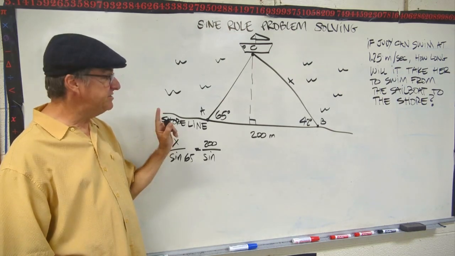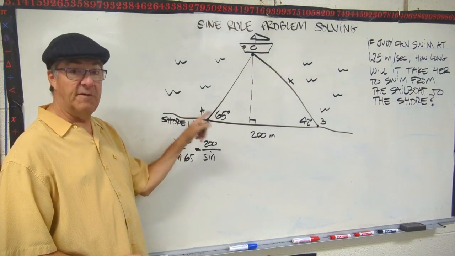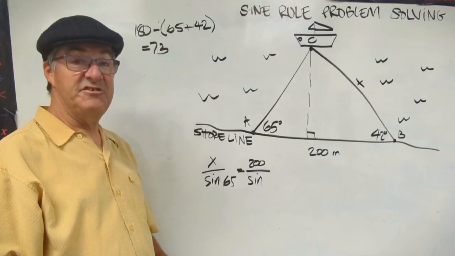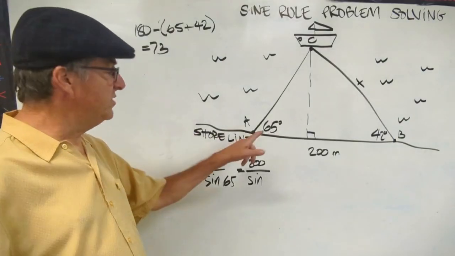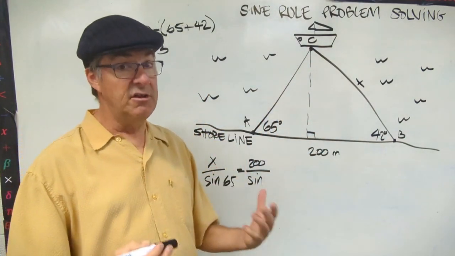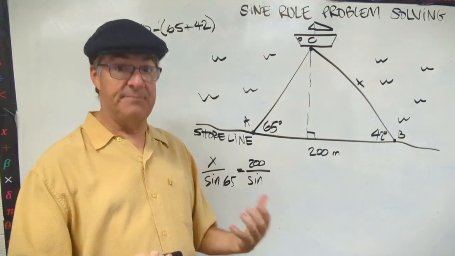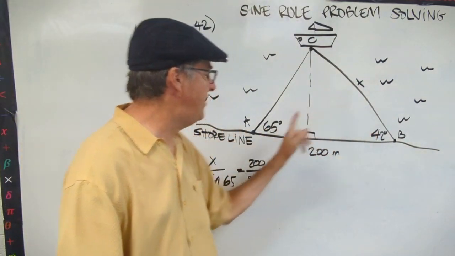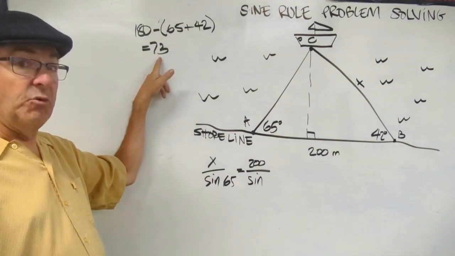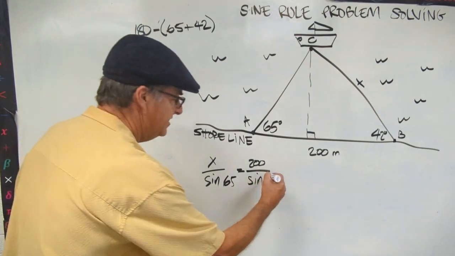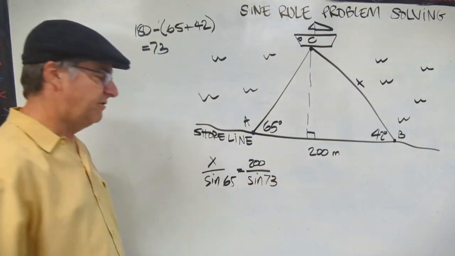Pause the video. Angle C is easily achieved from this diagram. See if you can figure that out. Let's see how you did. What you needed to remember was that all 3 angles inside any triangle on the planet add up to 180. So if we just take 180 and we subtract the 2 that we know, we get the one that we don't know, which is 73. So this is going to be sine 73 right there.